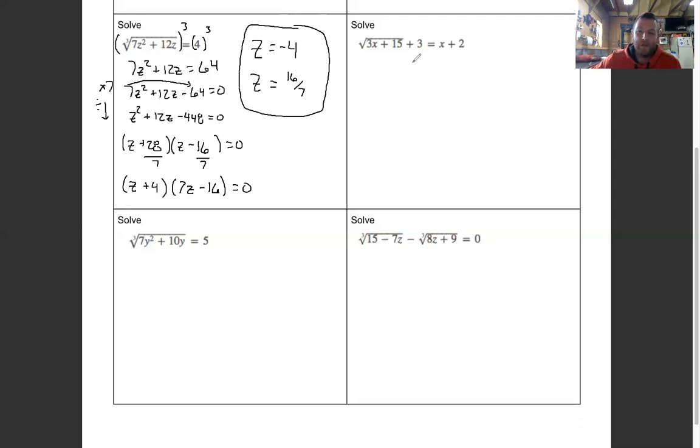All right, next one. Again, it's a square root, so I want to square things, but I can't because of this plus 3. So I'm going to go ahead and subtract that. 3x plus 15 is equal to x minus 3, so that'd be x minus 1. I'm going to square it.